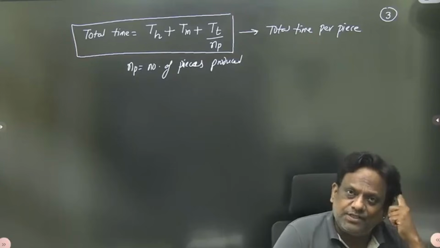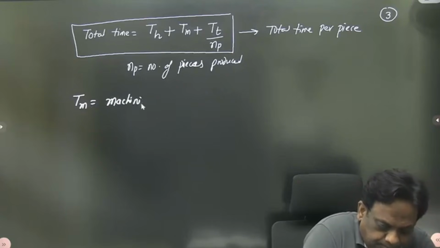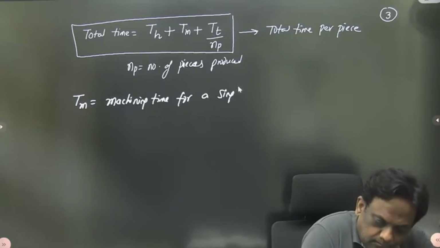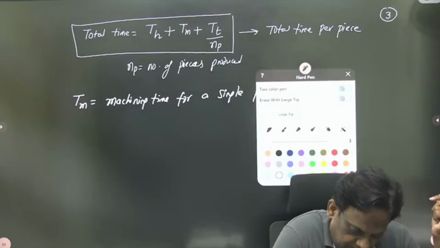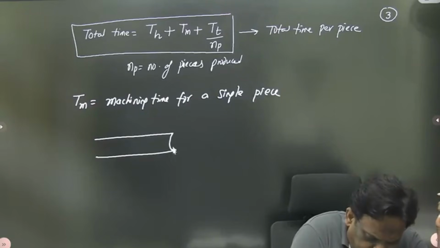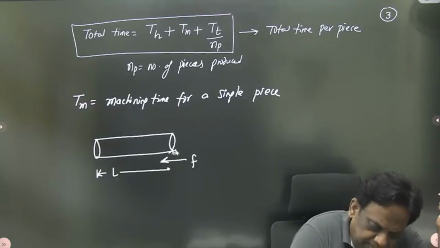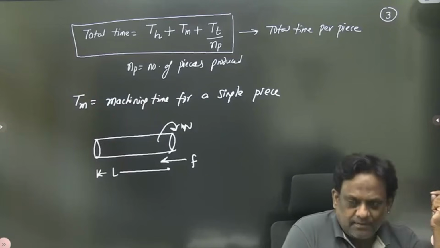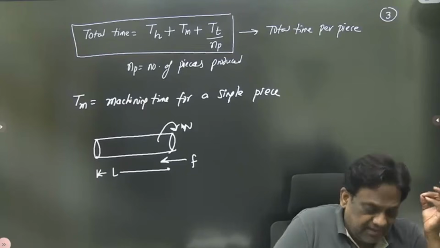ध्यान से सुनो, यहां पे एक छोटी सी प्रॉब्लम है. Let us try to find out machining time for a single piece. Suppose you are turning a workpiece of length L. Let us say the length is L and the feed is F and let it rotate at N. याद है sir? I don't know whether you remember or not. I have derived the equation.